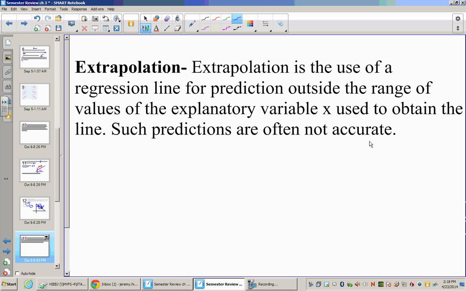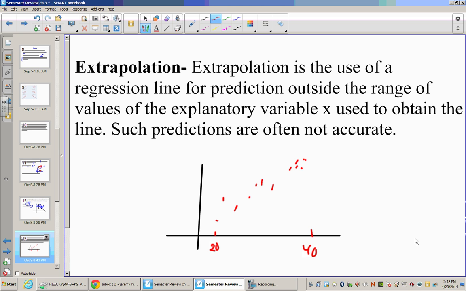Now extrapolation. Extrapolation is predicting values that are outside of your data set. So if you have a data set that goes from 20 to 40, and it kind of goes like this, we have no idea what happens at 60. We don't know if this linear correlation is going to keep going up, or if it's maybe parabolic and it'll come back down. All we know is what happens between 20 and 40. So oftentimes when you extrapolate, you get inaccurate results.